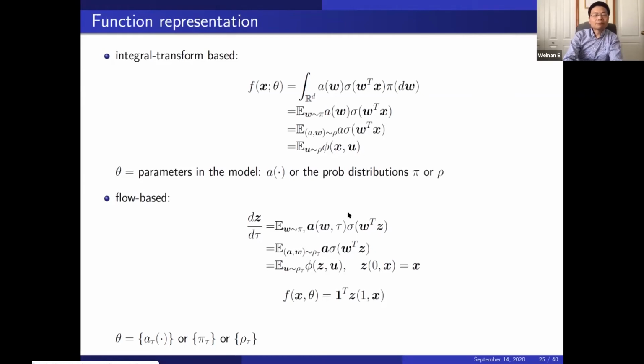Another way to formulate functions as representations is to consider this ODE, where the right-hand side of the ODE is this kind of transform-based representation. Once you solve the ODE to time 1, this is going to be a vector, and the ODE defines maps. We just collect all the components and make a function out of it. So here the parameters will be this function A, or the probability distribution pi, or the probability distribution rho. The parameters will be these one-parameter families of probability distributions. We want to optimize these parameters in order to fit some function. So this is the kind of approximation.